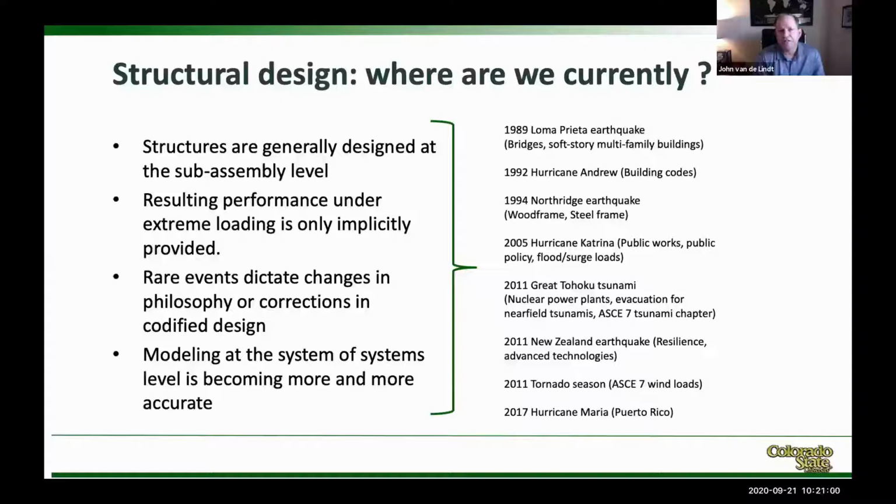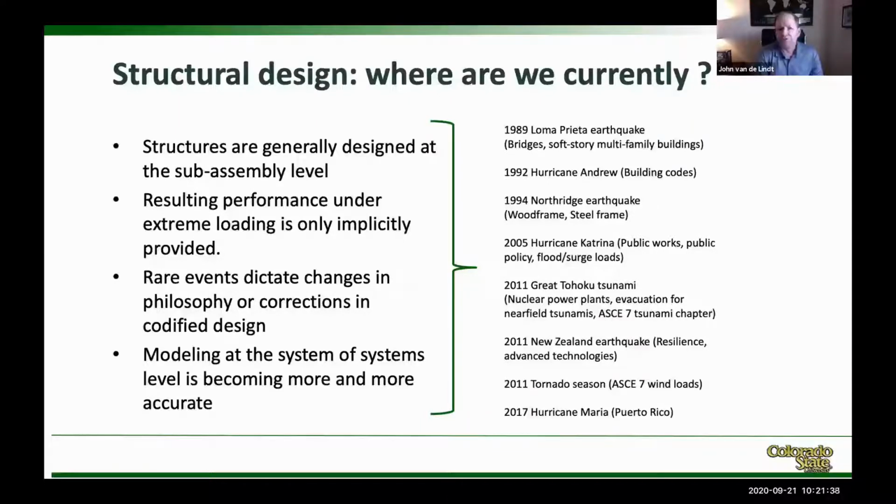So for structural design, as I was preparing this slide, well, structures are generally designed at the sub-assembly level. So, for instance, in wood, we would design shear walls and then put them in the right locations, and the idea is that together they resist the extreme loading, and so it's implicitly providing that resistance or that seismic capacity.